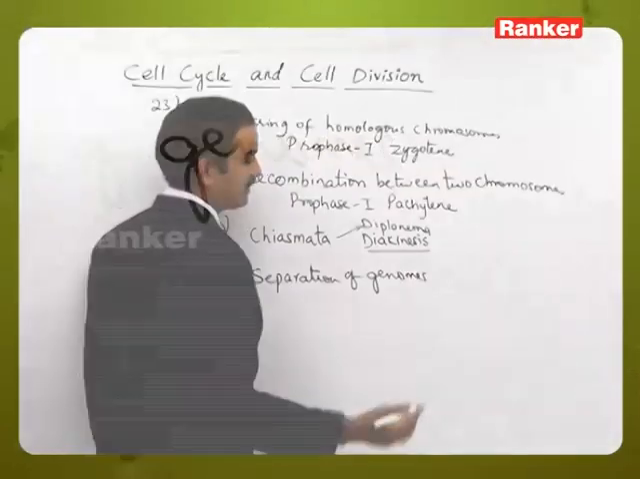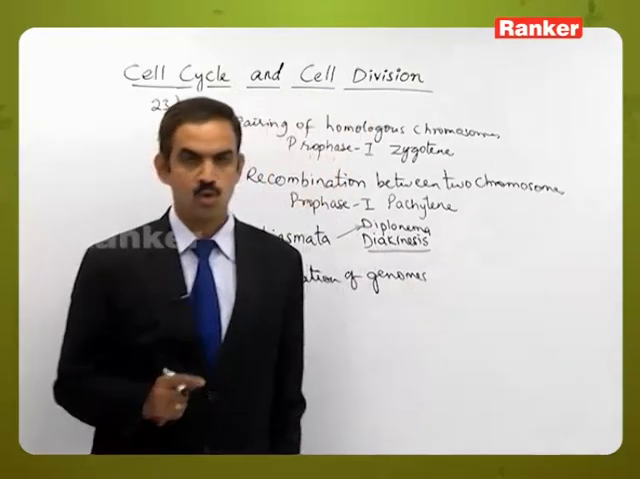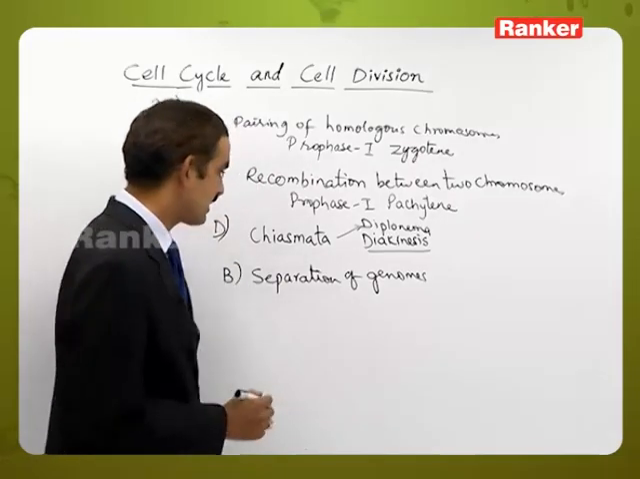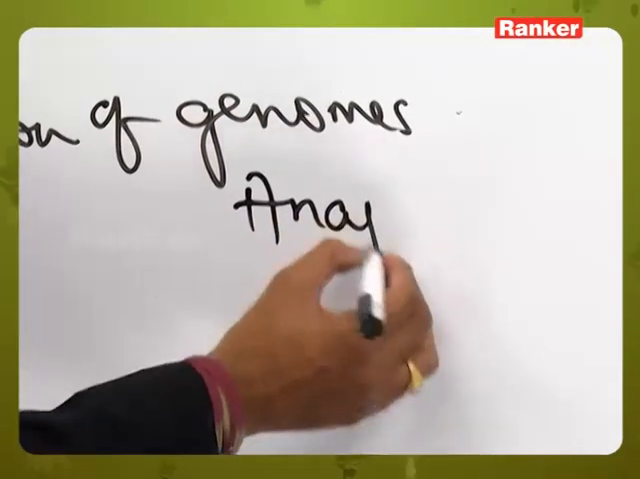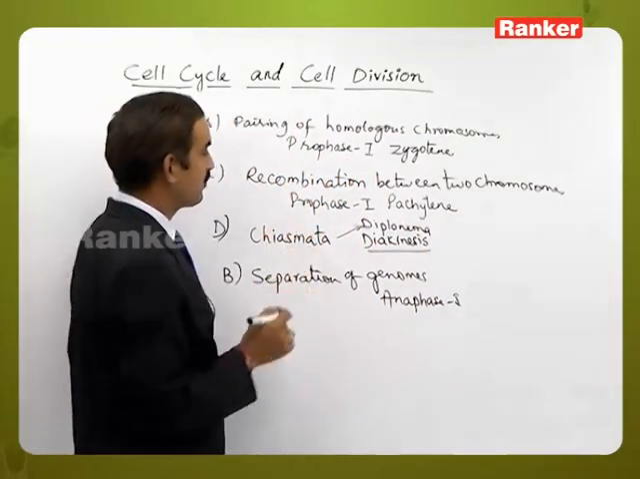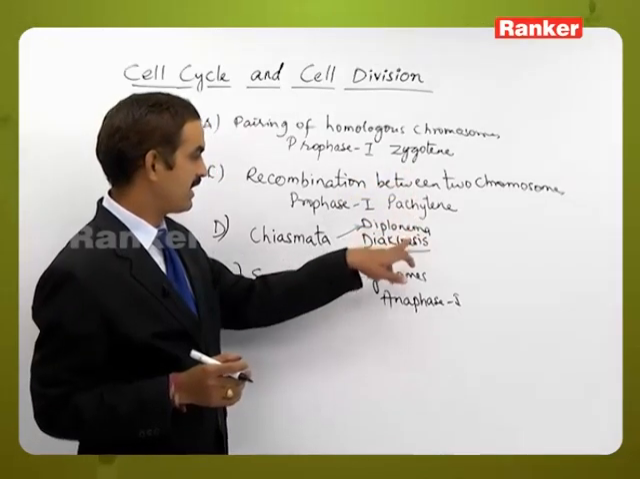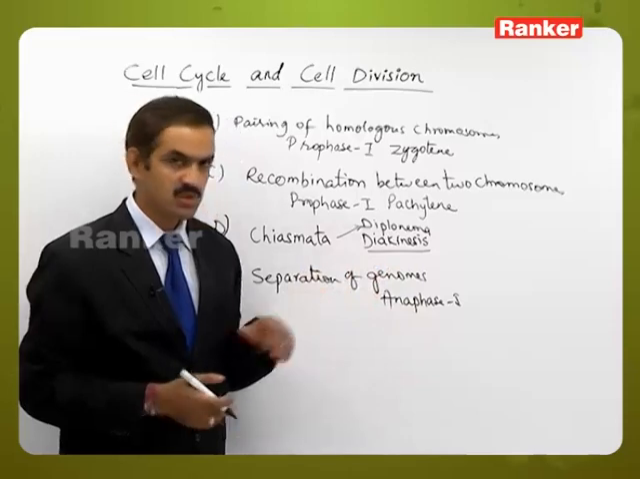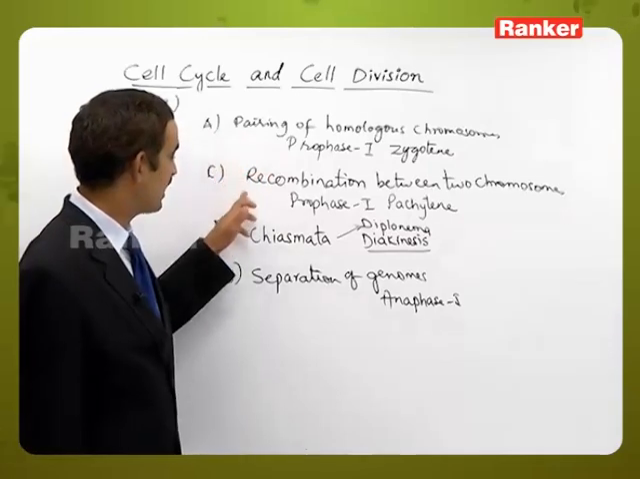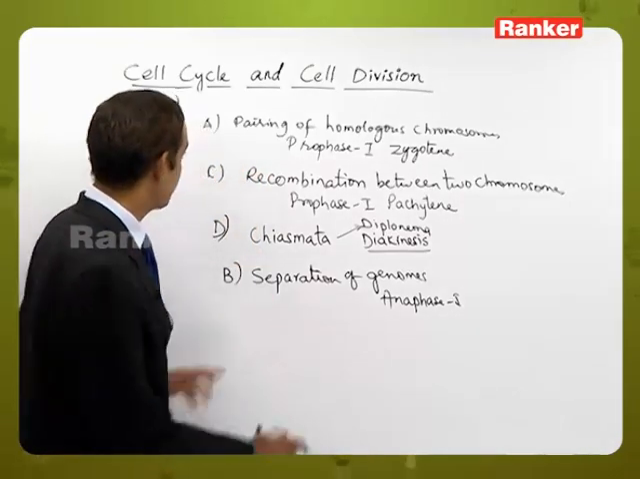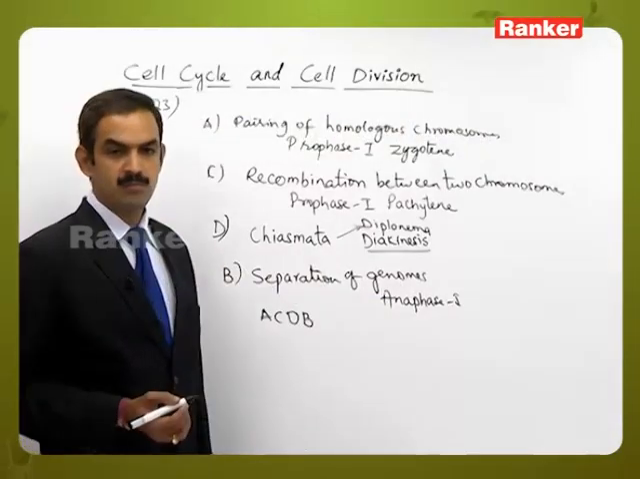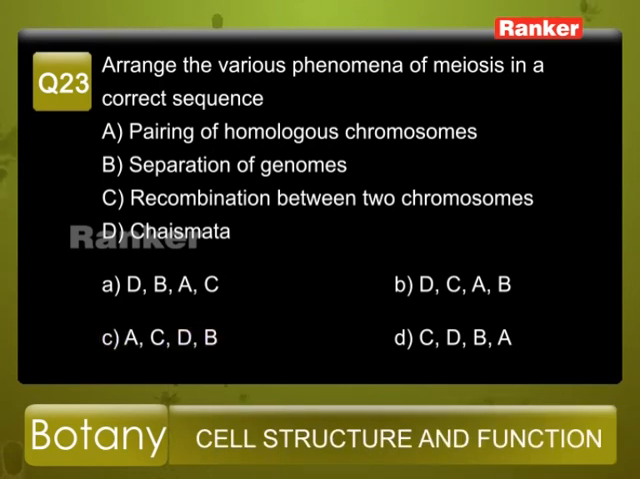That is whatever the diploid condition is present in the non-homologous chromosomes, so they will get separated. That is what we call the separation of the genomes, which will occur during anaphase 1. So these first three are taking place during prophase 1. In the first stage, zygotene, pachytene, and the next one diplotene. After diplotene, diakinesis will occur, and thereafter the metaphase 1, then anaphase 1. So this is a sequence of changes which are taking place during the meiotic phase. So the correct sequence is A, C, D and B. So from the given options, option C is the correct answer.